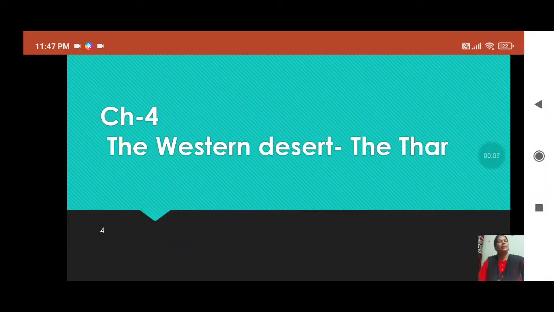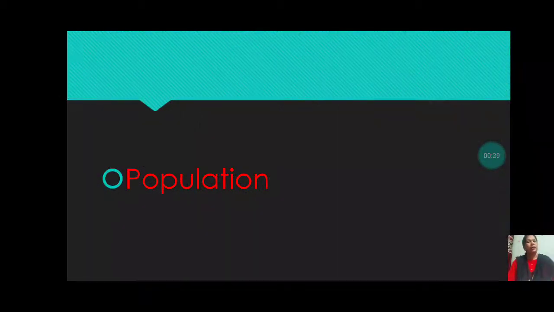Children, I am explaining to you chapter 4, the Western Desert, the Thar, and this is my fourth video. Before this, I have explained many topics of this chapter about the location, climate, physical features, natural vegetation, etc. I hope you have understood the points, children. And today, I am going to explain to you about the population.